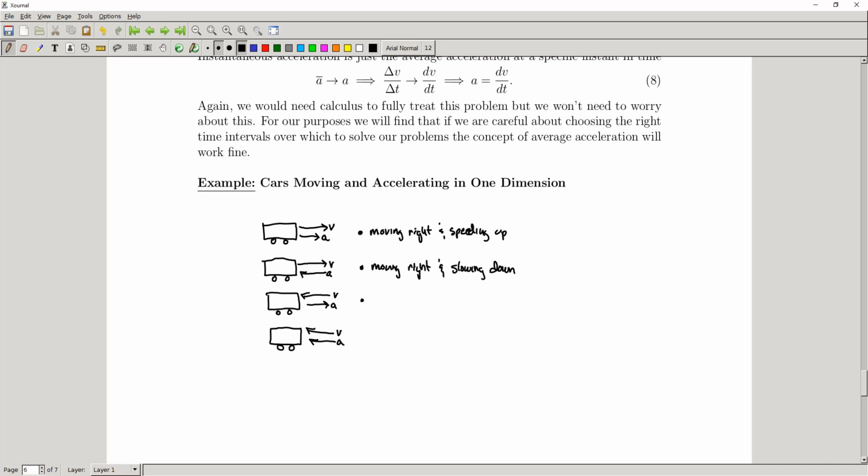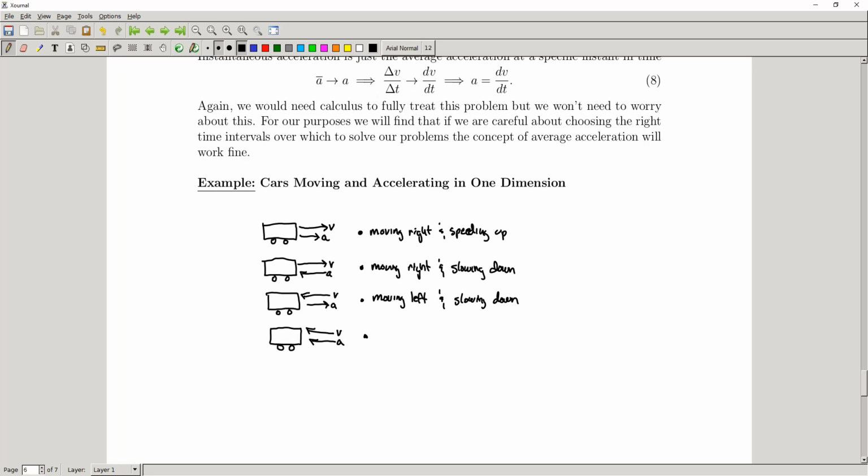Maybe take another second to think about what these other 2 cars might be doing. But I think we can see that in this case we have a car moving left and slowing down again. Right, so it's moving left because the velocity vector is pointing left, but it's slowing down in its movement to the left because the acceleration vector is countering that velocity vector, right?